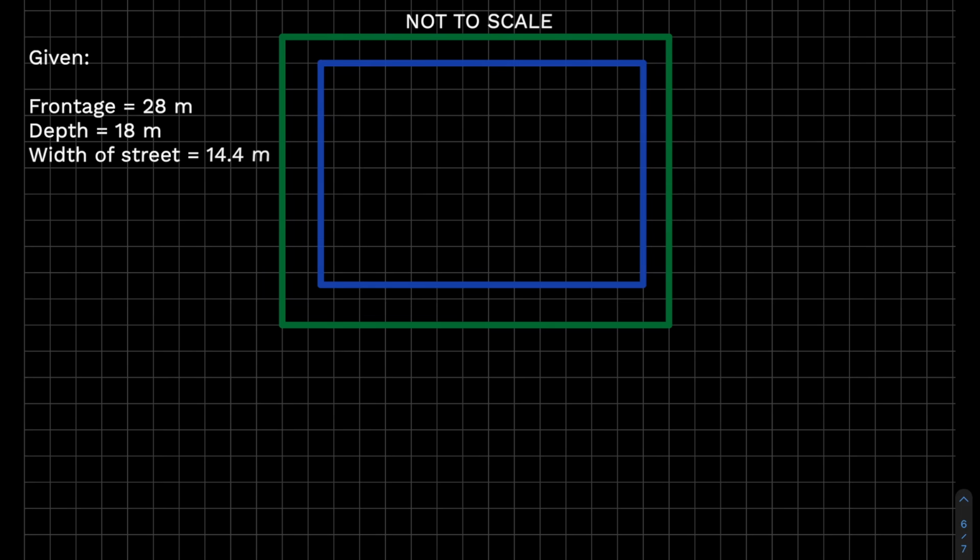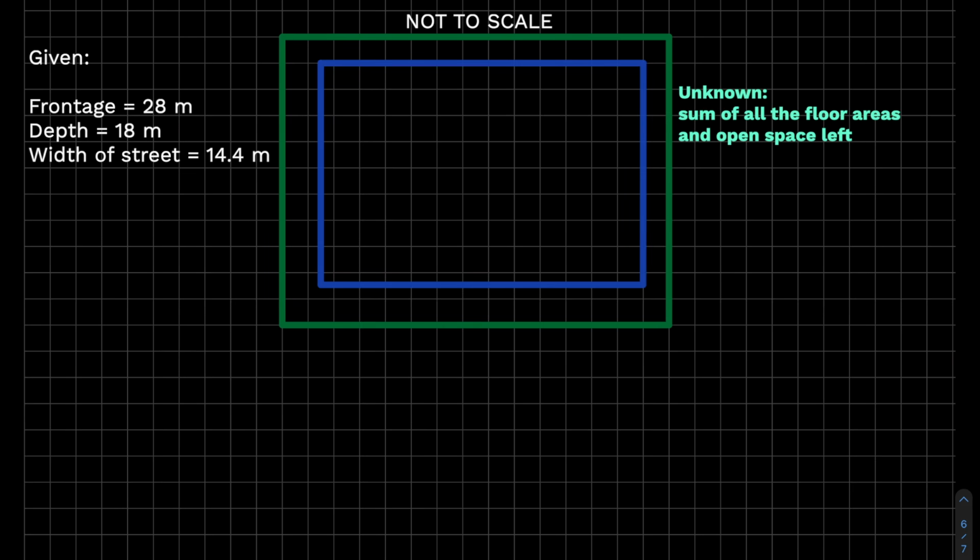Let's analyze the given information and pinpoint which ones are useful for solving the unknowns. The useful values given are: frontage equals 28 meters, depth equals 18 meters, width of street equals 14.4 meters. You might have noticed that the things we need to solve this second problem are not as straightforward as the first problem. In this case, we need to use our understanding of the equations and terminologies we are using. According to the problem, we have to find the sum of all the floor areas and open space left.